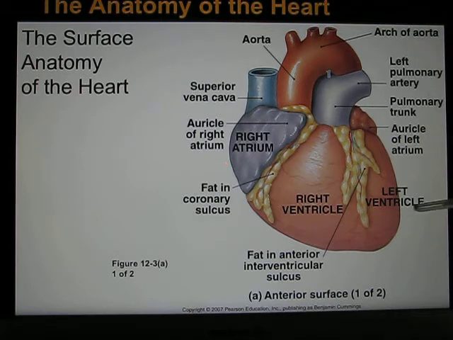Okay, so this shows you the heart. You have 2 atria, the right atrium and left atrium, and the ventricles are the big muscles. So the right ventricle and the left ventricle.